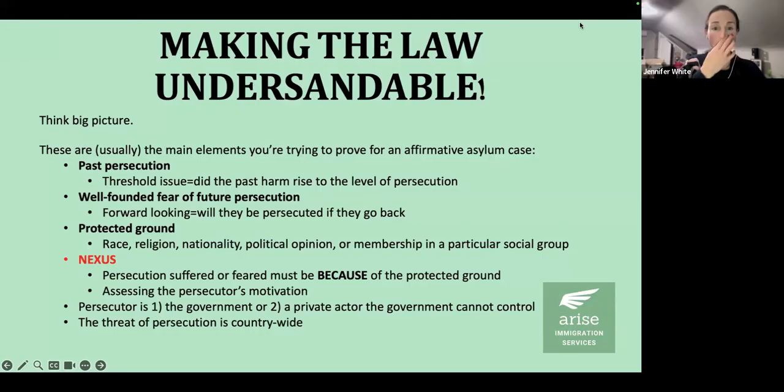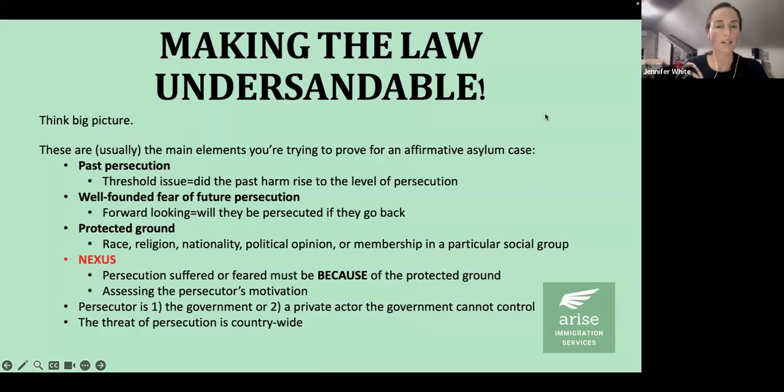But these are the requirements that you're looking for. This is what you're trying to prove through an asylum case. So this slide here is the most important slide in this presentation. So if you're going to screenshot something or pay attention to anything, it's this one. Because when you're working up an asylum case, really, regardless of what task you're doing, something related to one of these elements here. So we're going to go through the different requirements.